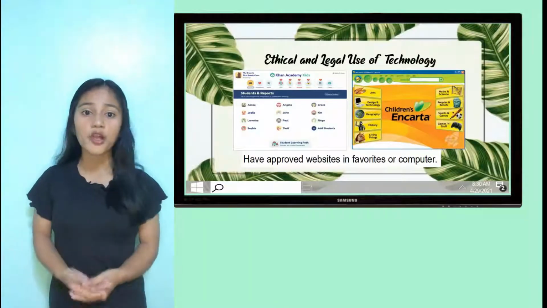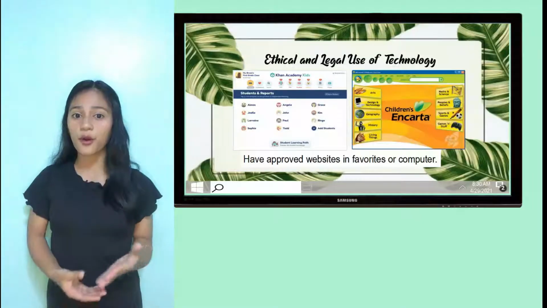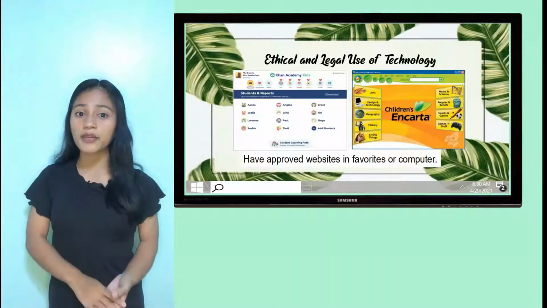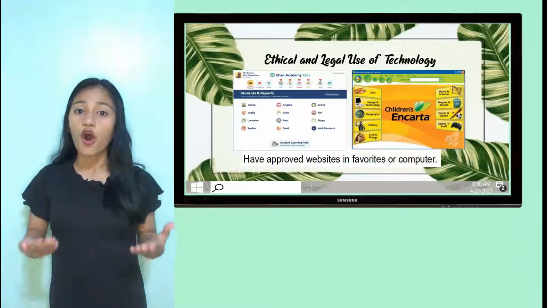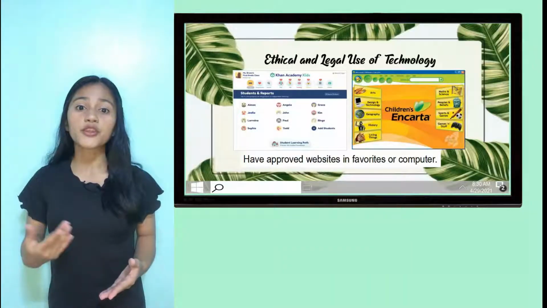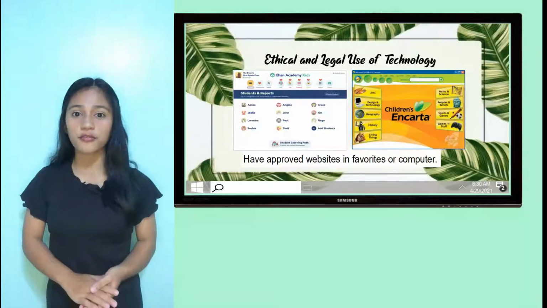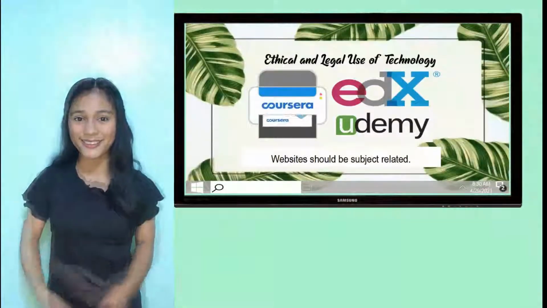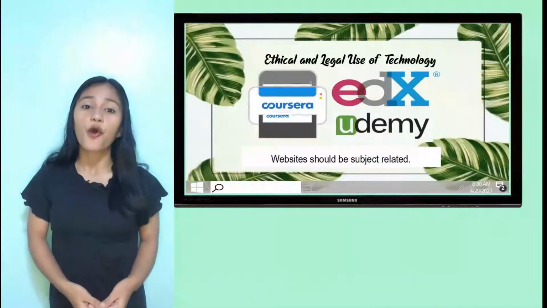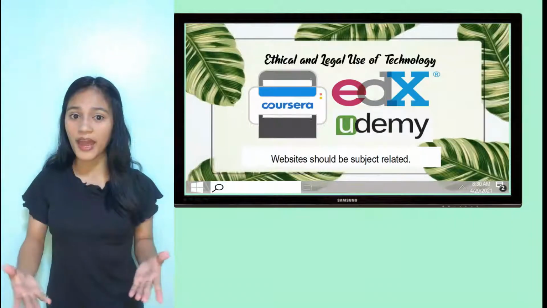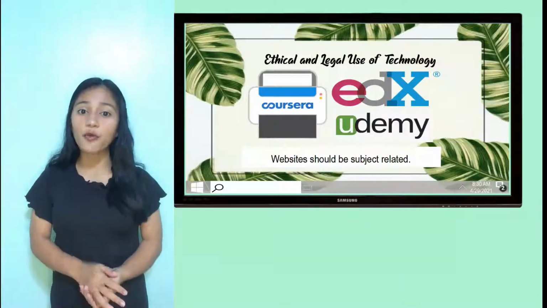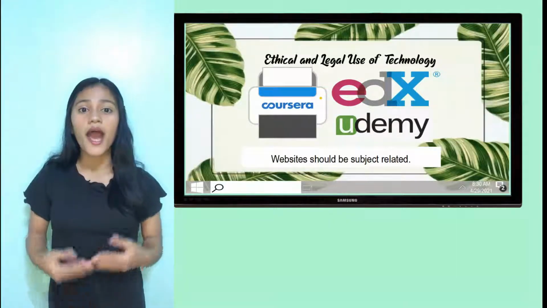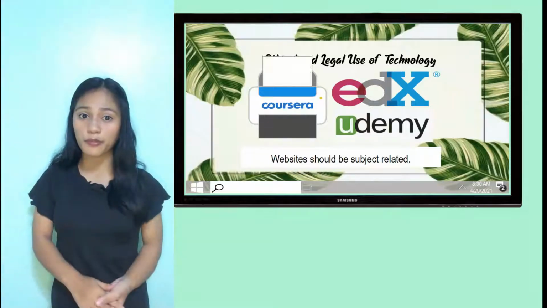Like for example, we have here Encarta Kids, and we also have Khan Academy Kids, which contain only those related materials for learning and, of course, for improving their knowledge. And then after that, we must also ensure that the websites that they are using and opening are all subject-related websites.